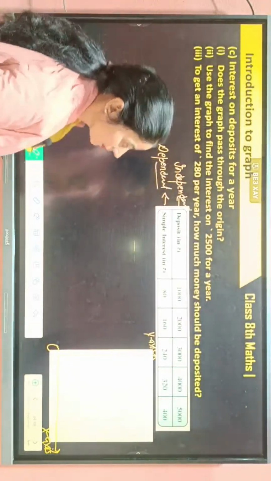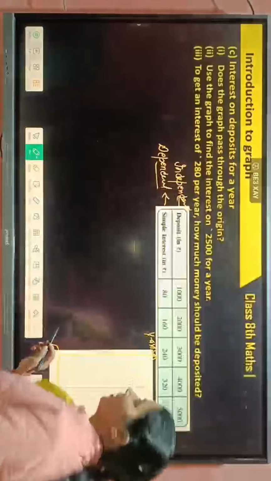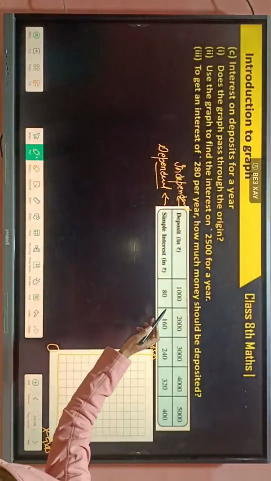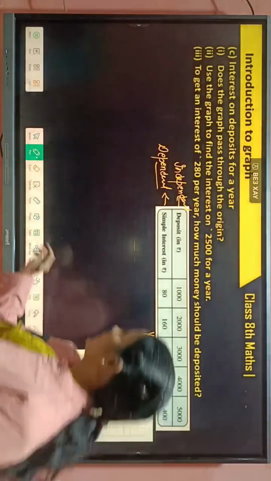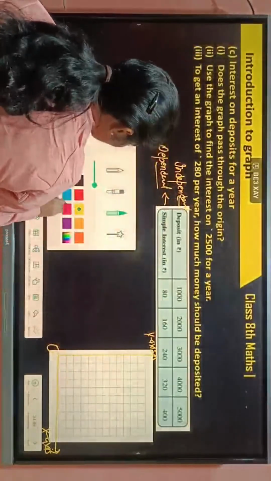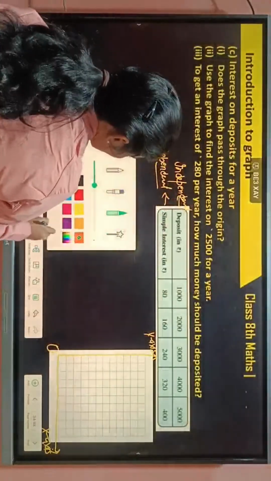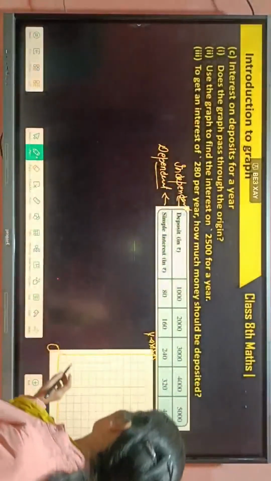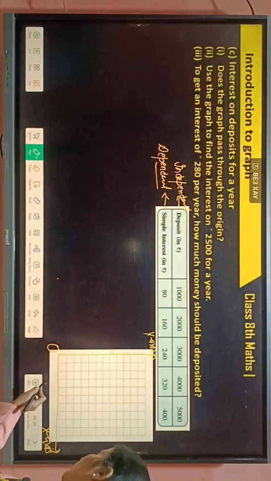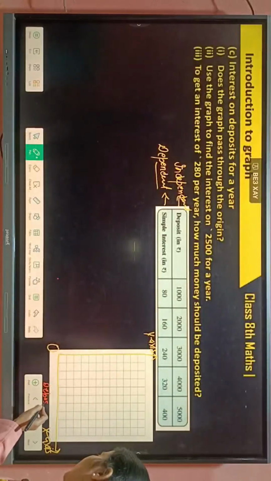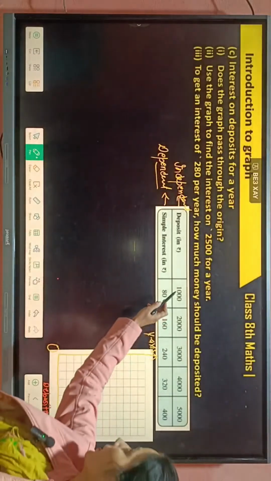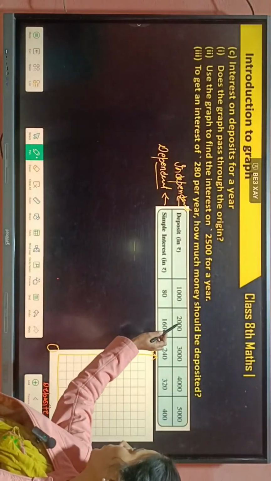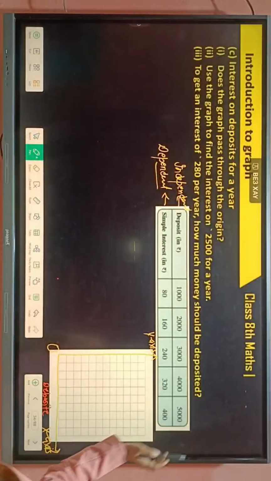It will be dependent. Now the independent variable is on the x-axis, which means you have to write it there. Let us see another color which is visible. Deposit, it is deposit, and see the readings for deposition are 1000, 2000, 3000, 4000 and 5000.